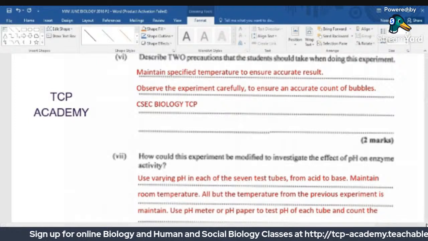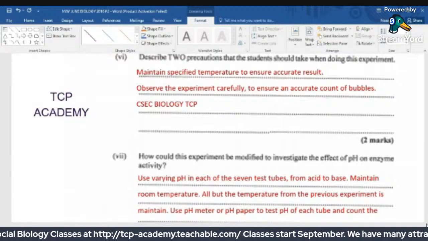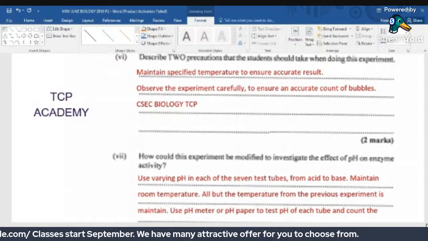So we're going to keep the crushed Irish potato. We're going to keep the 1% hydrogen peroxide solution. We're going to put all this in the mixture. We're just going to change temperature, and in this case we're going to be putting in pH and varying pH.